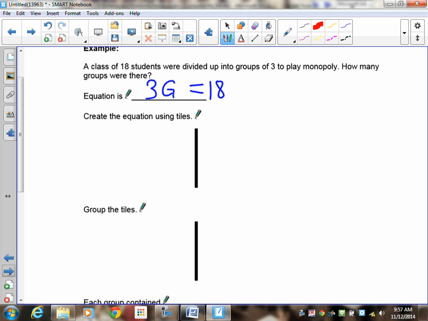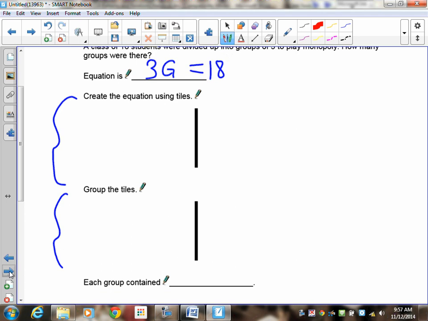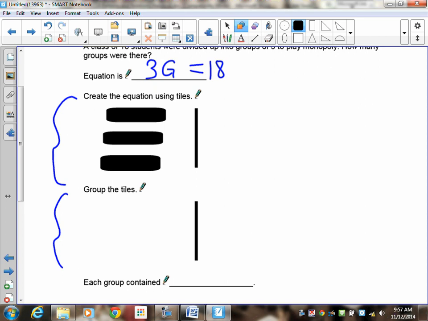So create the equation using tiles. You can see that I've got a location here for just drawing it and another one for grouping it. I'm going to do it all in the same one to save myself some work. So I've got 3G. So here's my 1, 2, there's my 3 groups. Now I've got 18 students on the right, and I have to put 6 of them in each group. 1, 2, 3, 4, 5, 6, three times.